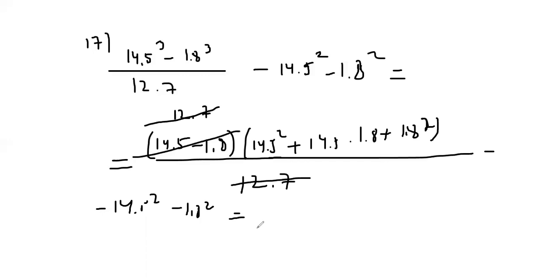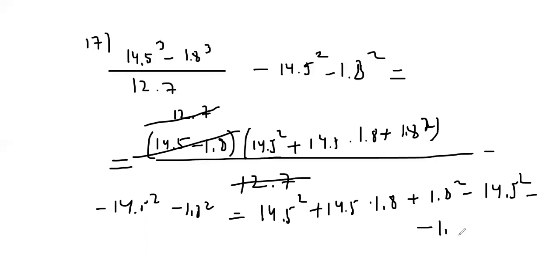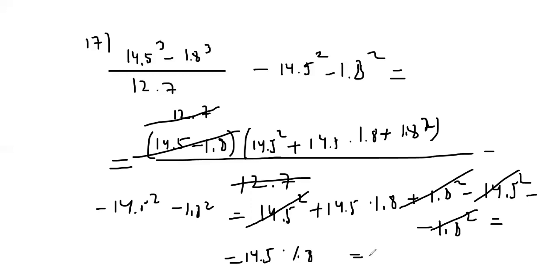So they are cancelled. What we have in the end is 14.5 squared plus 14.5 times 1.8 plus 1.8 squared, and obviously minus 14.5 squared minus 1.8 squared. So they are cancelled, the 14.5 squares are cancelled, the 1.8 squares are cancelled. What we have in the end, 14.5 times 1.8, which makes the answer 26.1, which is the answer C.